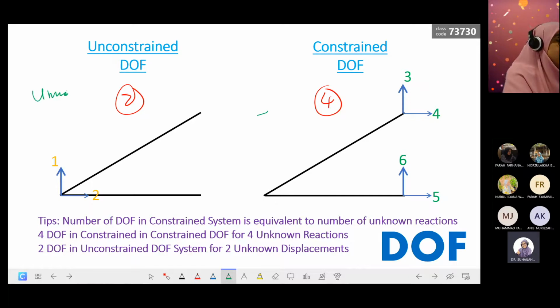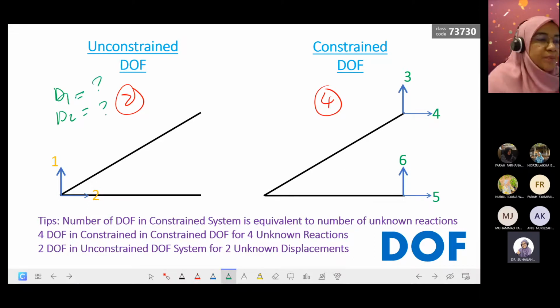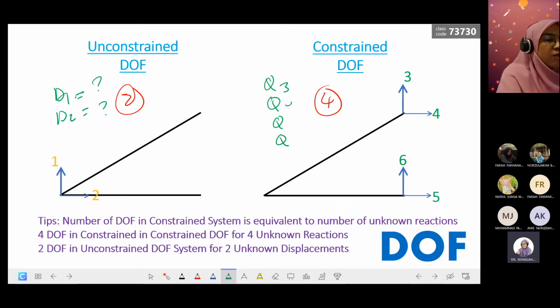Unknown displacement. 2 here means D1 and D2. Okay, 4 in the constrained system means Q. There are 4 Q. For Q as unknown, it is Q3, Q4, Q5, Q6.